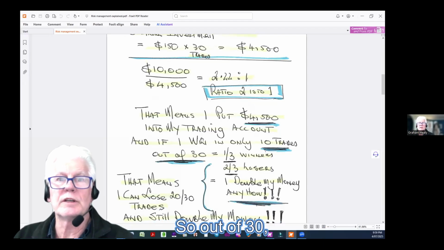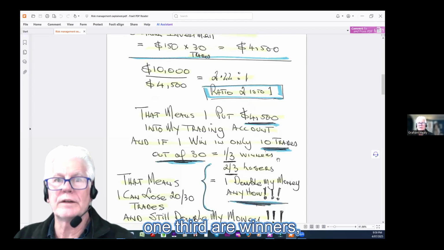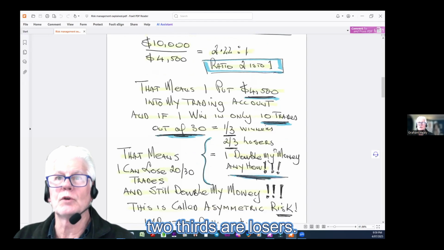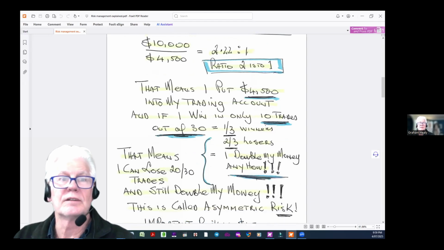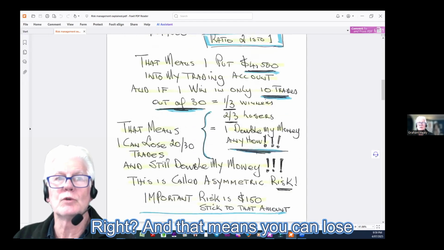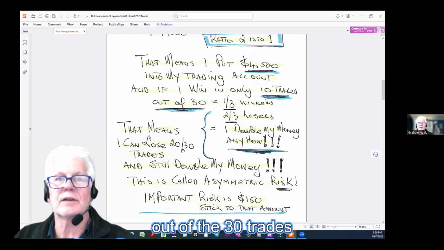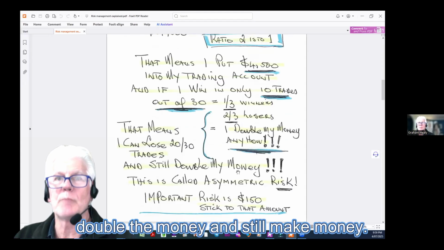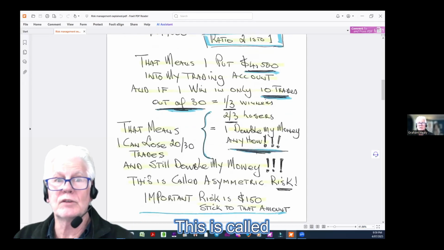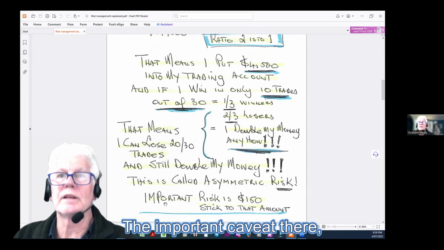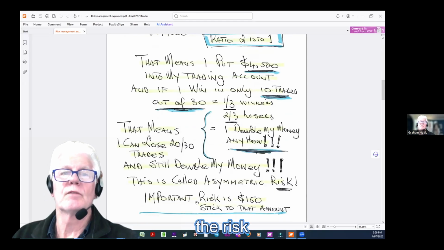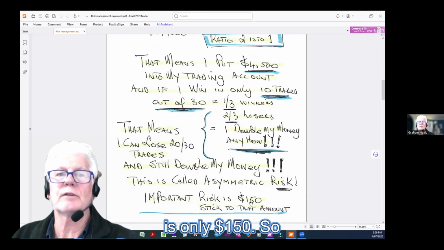So out of 30, a third are winners, two-thirds are losers, right? And that means you can lose 20 out of the 30 trades and still double the money and still make money. This is called asymmetrical risk. The important caveat there: the risk is only $150.